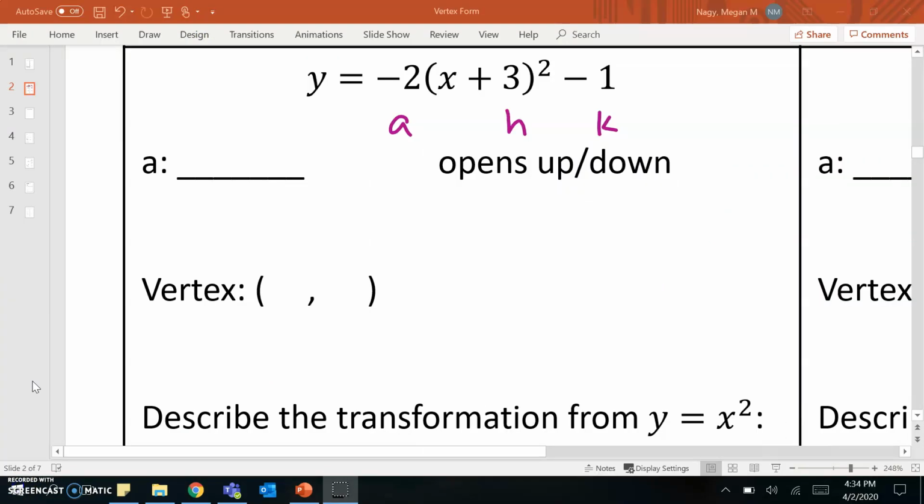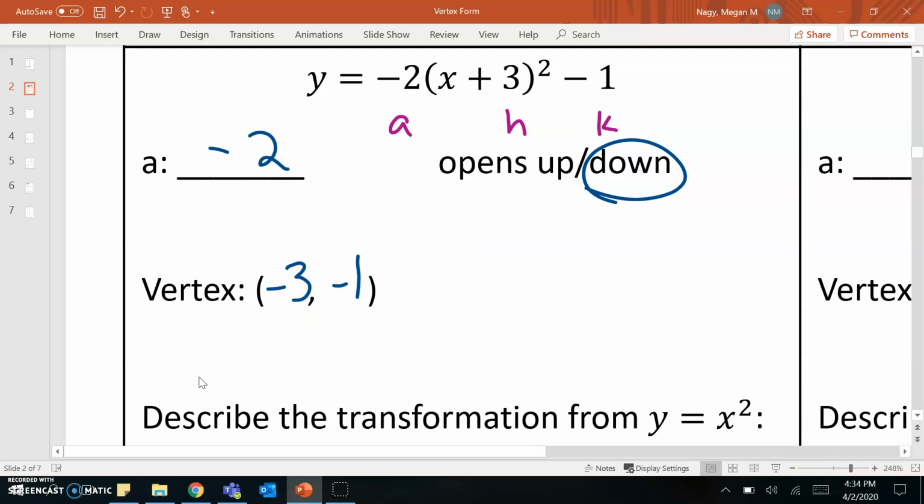Hopefully by this one you guys are starting to understand what I'm looking for. So A is -2, H, K. So for H we have +3. Remember, we got to change that now to a -3. K is a -1. I need to keep that a -1. Because A was a negative, that means that it's going to open down. And my vertex is -3, -1.